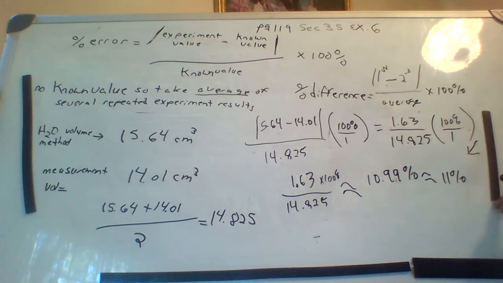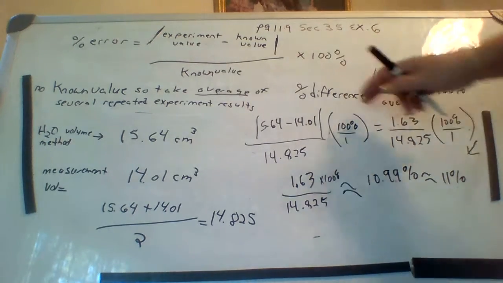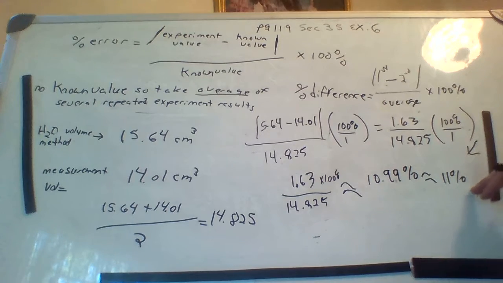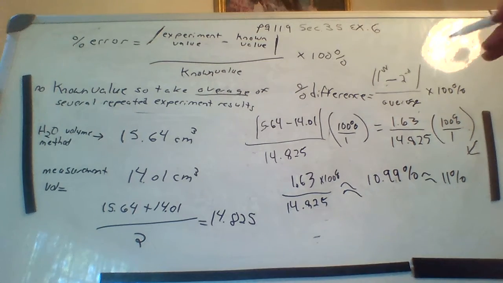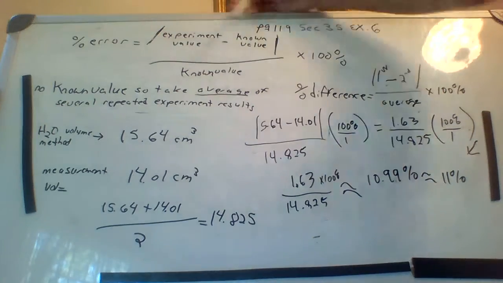So our percent difference is 11%. That seems awful high versus like a 1% error. 11% definitely is lower than 50% error. But what is the difference between a percent error and a percent difference?